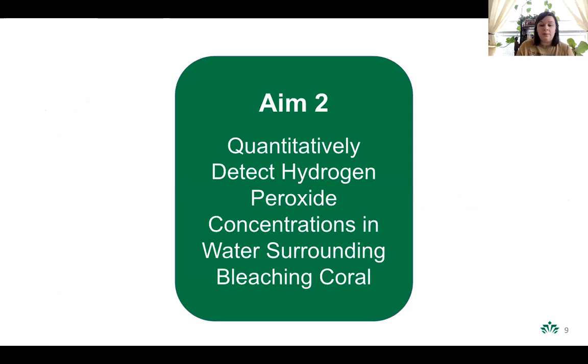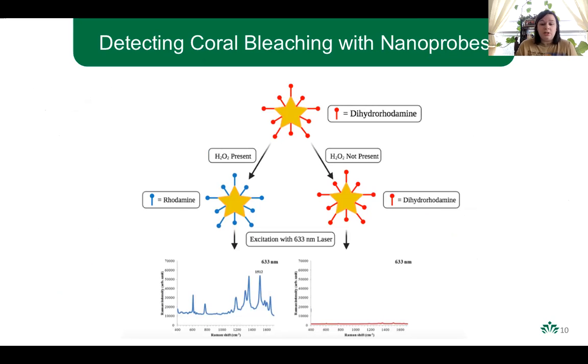We can look for these characteristic peaks and determine whether or not hydrogen peroxide was actually in our sample. So aim 2, how can we apply this to determining coral bleaching? Because coral bleaching gives off excess hydrogen peroxide in the ocean water surrounding the coral itself, we can create these probes and put them in a solution with hydrogen peroxide present and hydrogen peroxide not present. As you can see here on the bottom of this illustration, this is what we will see. If the hydrogen peroxide was present, indicating coral bleaching, we would see the characteristic peaks of the rhodamine dye. If not, it will remain dihydrorhodamine dye attached to the nanostar, and we will not see any signal at all.